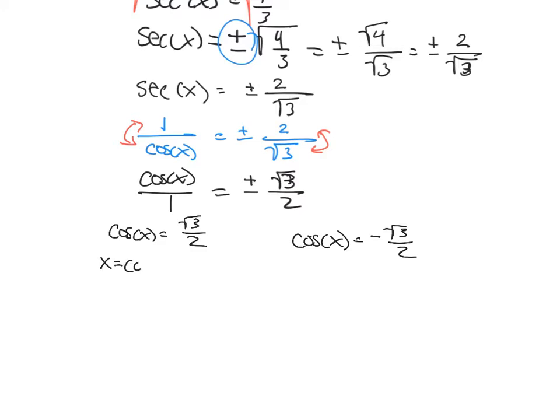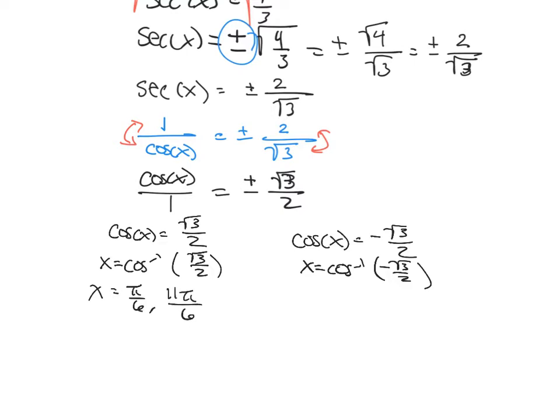So I'm going to use cosine inverse for both of these equations. For the positive versions, at which angle is the x value root 3 over 2? That is going to happen at pi over 6 and 11 pi over 6. And for your negative version, where is it negative square root of 3 over 2? It's going to be 5 pi over 6 and 7 pi over 6.